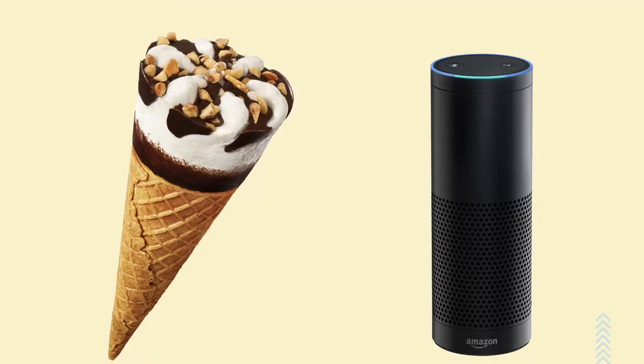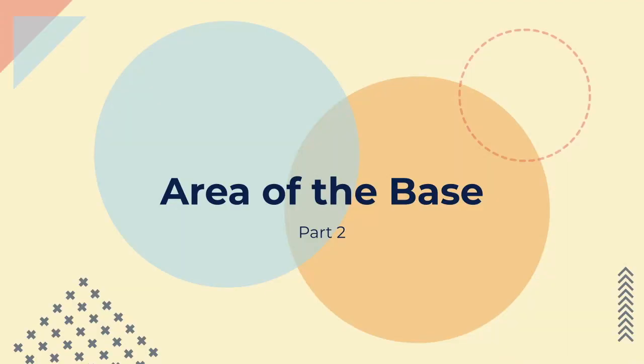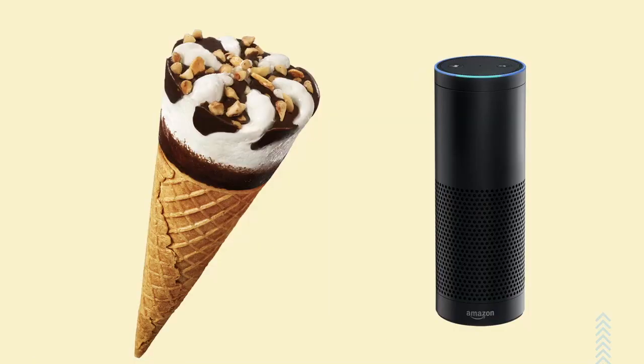Got a question for you. What does an ice cream cone and an Alexa have in common? Yep, I figured you might be stumped, and I'm glad you are. Today we're going to talk about how to find the area of the base. So what does an ice cream cone and an Alexa have in common? Give you a few seconds to try to figure it out.